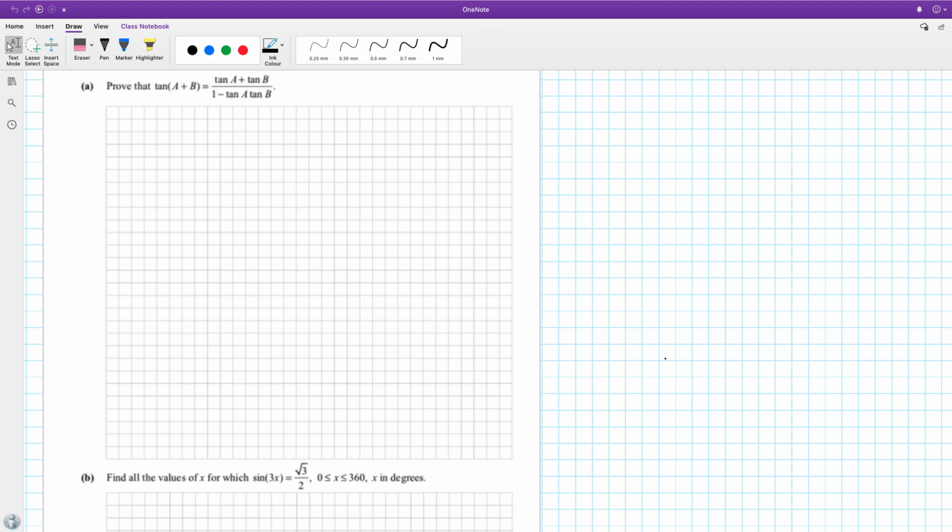So I put it up on the board so it might make a bit more sense. So we said we're changing tan of A plus B into the cos of A plus B over the sine of A plus B, which is the cos of A plus B is cos A cos B minus sine A sine B.